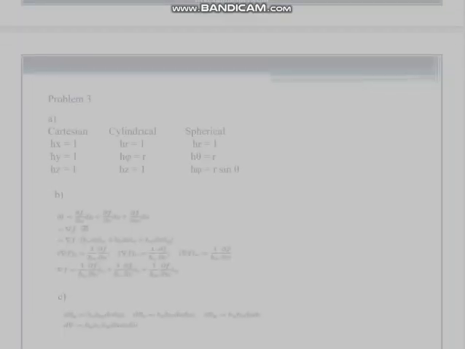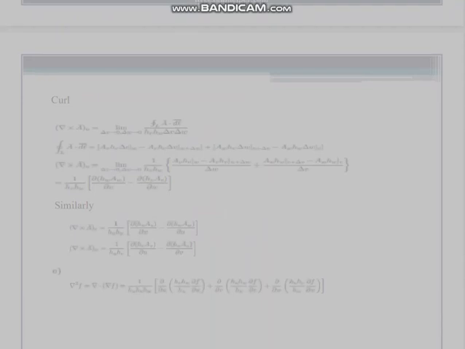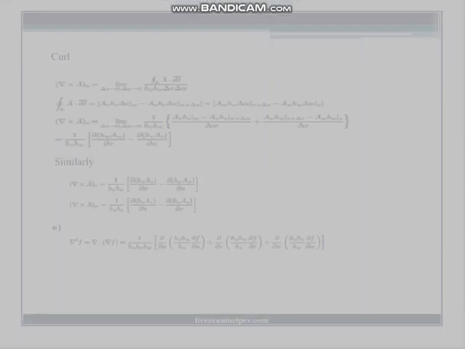Problem 3. A. Cartesian, cylindrical, spherical: for Cartesian, h_x equals 1, h_y equals 1, h_z equals 1; for cylindrical, h_r equals 1, h_phi equals r, h_z equals 1; for spherical, h_r equals 1, h_theta equals r, h_phi equals r sin theta. B. C. D. Divergence. Figure 3, contour for determining the divergence. Curl. Similarly.